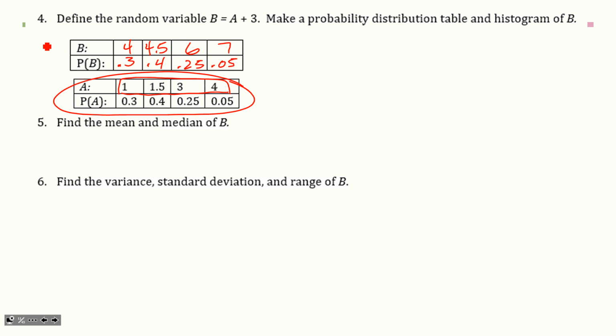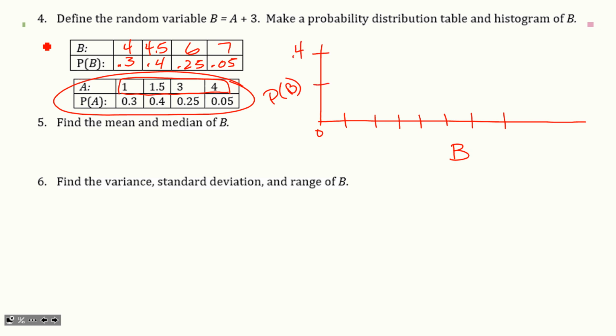The probabilities of each outcome haven't changed, just the outcomes themselves, right? Let's make a histogram. That's my probability distribution table. Let's make a histogram. So now here's B. So if this is 0, 1, 2, 3, 4, 5, 6, 7, and these are my probabilities, so this will be like 0.4, 0.2, just to make it a little quicker. So 2, 4, 6, 8.